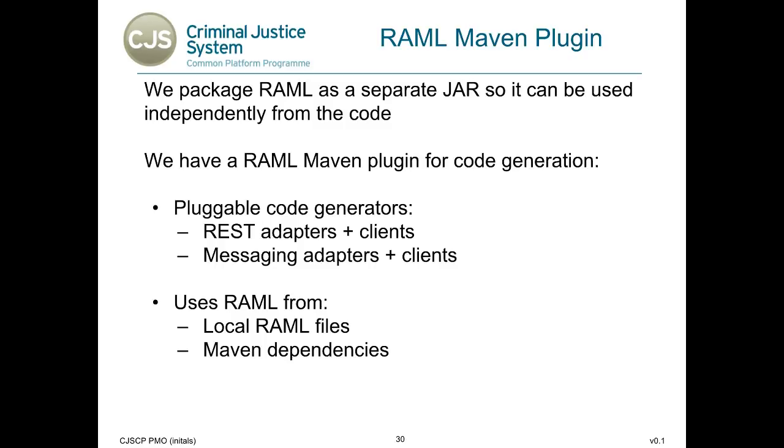The plugin can pick up local RAML files that you've got in your source RAML folder, but it can also pick up RAML from Maven dependencies as well. And this is what allows us to depend on another context's RAML for its API, and therefore generate client adapters that can talk to that remote endpoint. So all of the adapters get covered automatically as generated code from the RAML.